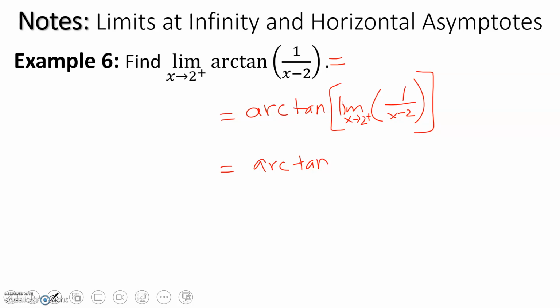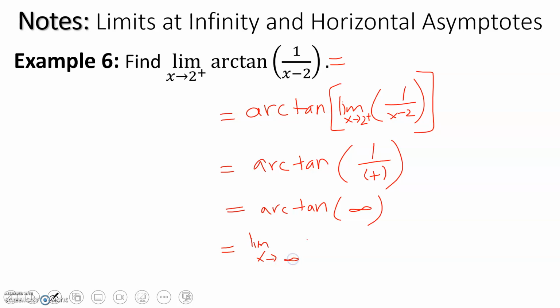So in this case, this is 1 over 2 minus 2, but we're picking a number to the right of 2. So this is going to become 1 over a really small positive. Okay, so then this is the arctangent of 1 over really small positive. So this is essentially infinity. So the real question we're asking here is, what is the limit as x approaches infinity of arctangent? That's essentially what we're asking, right?